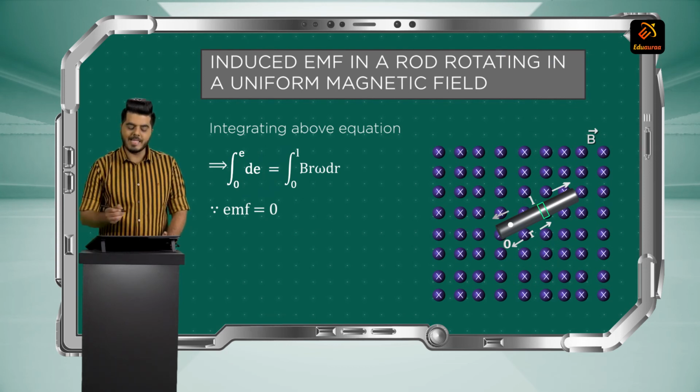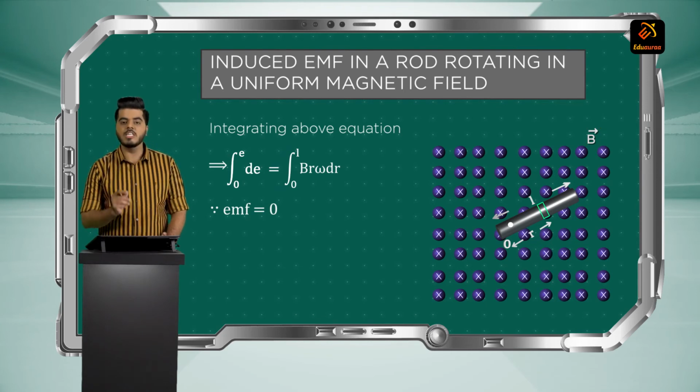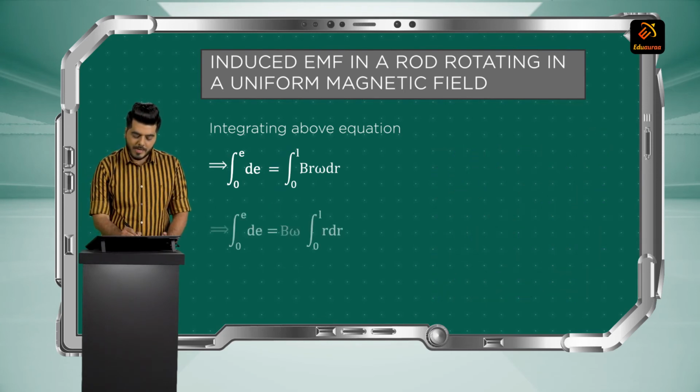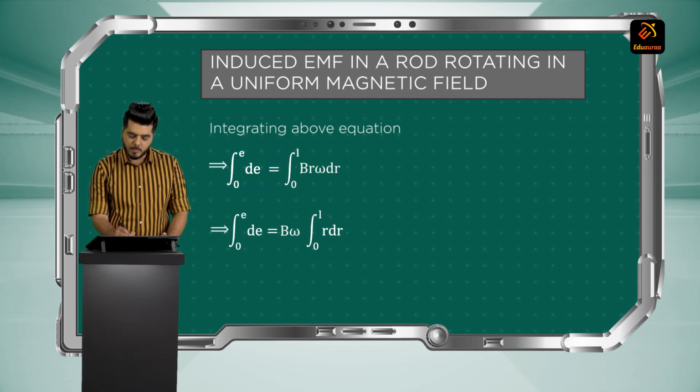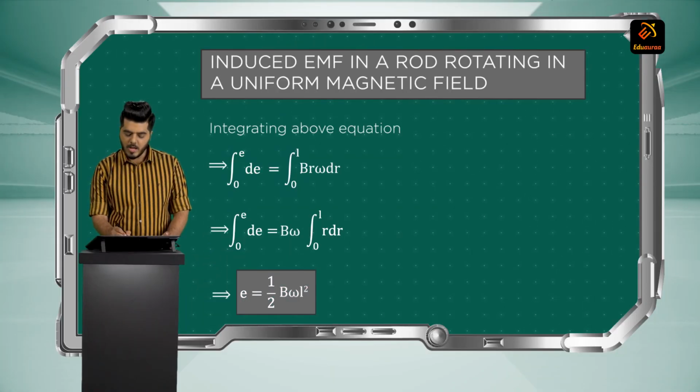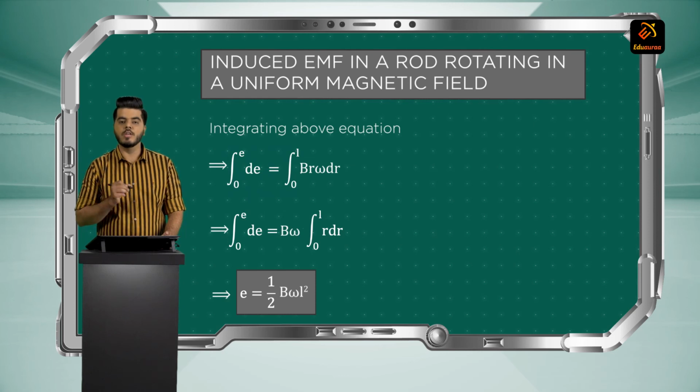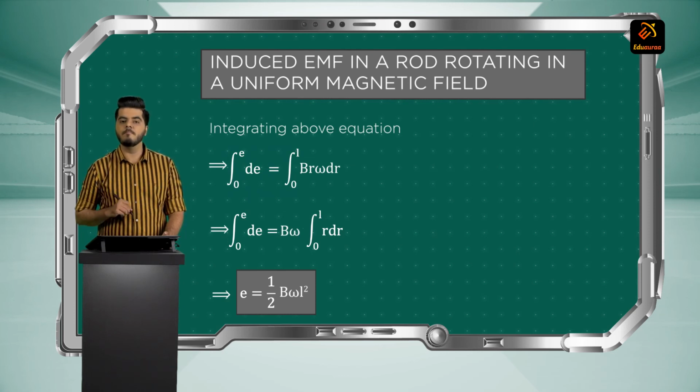Now here magnetic induction B is constant, omega is constant. What is changing? The distance r. So integration of dE from 0 to E is equals to B into omega, integration from 0 to L, r into dr. Now the basic rule of integration is upper limit minus the lower limit. E is equals to half B omega L square, and that becomes the final answer for the EMF induced in a rod rotating in a uniform magnetic field.